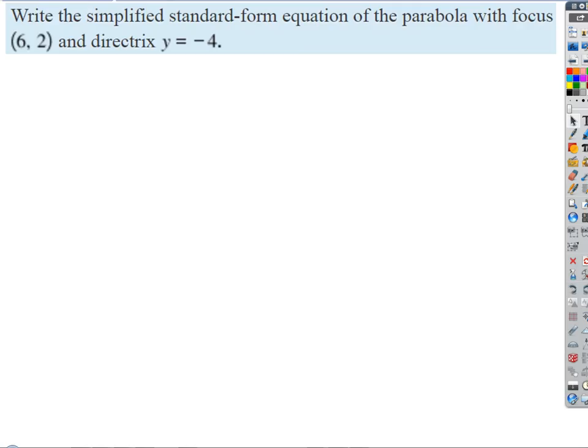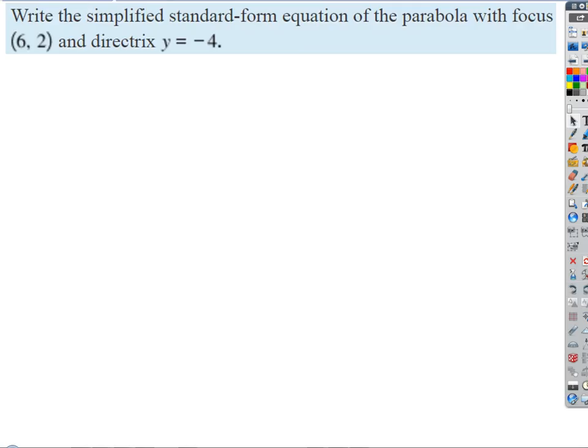Let's start off talking about what the standard forms are. If we're talking about a vertical parabola that opens up or down, what's the standard form? Which variable is being squared? X. Good. That's a normal x type. So we get (x minus h) squared equals 4p times the quantity (y minus k). The one that's being squared goes on the left in standard form.